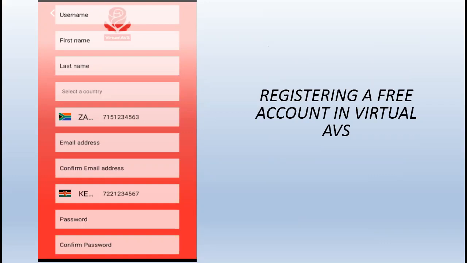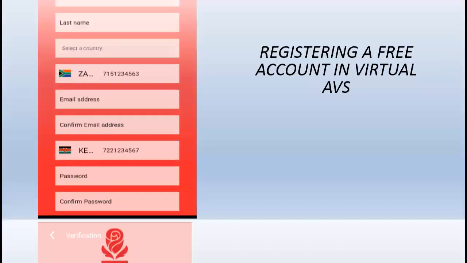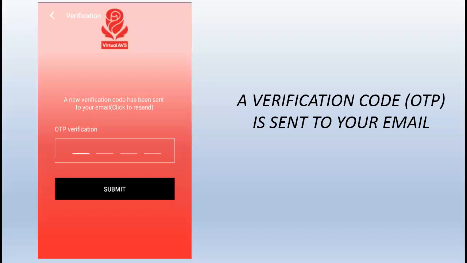Of course, this is the password that you're going to be using for your virtual AVS account. Put one that you can remember and then confirm the password. And as we said, click on sign up. Once you do that, you get an OTP, which is a one-time password, sent to your email. Please put in the 4-digit code here, the one-time password, and then click on submit.